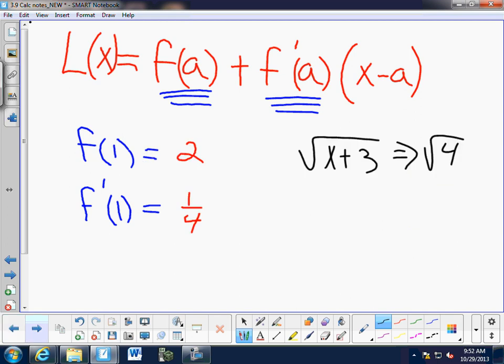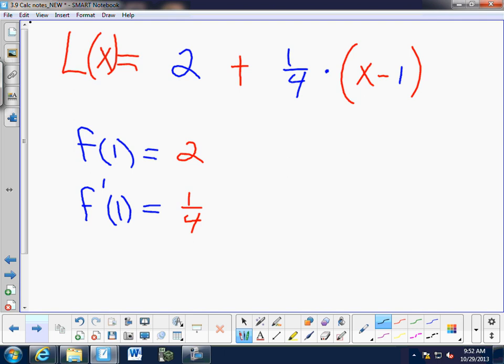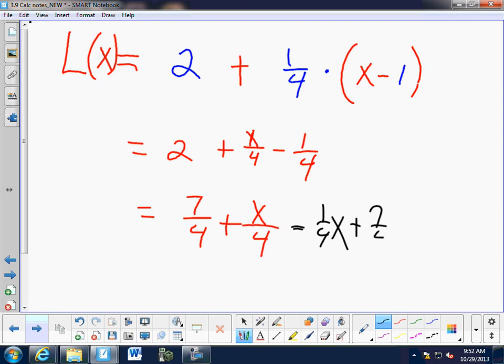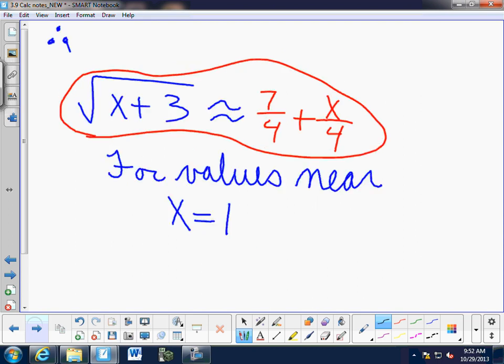All right. So now let's plug it back into the equation. And I come up with, after I simplify a little bit, bingo. Which, of course, is just a line, right? 1/4 x plus 7/4. All right. So what that's saying is I found the linearization of the square root of x plus 3 at a equals 1. x equals 1. So those two equations, if you were to graph them and zoom in, they would look exactly the same.